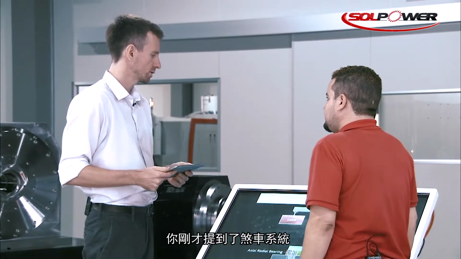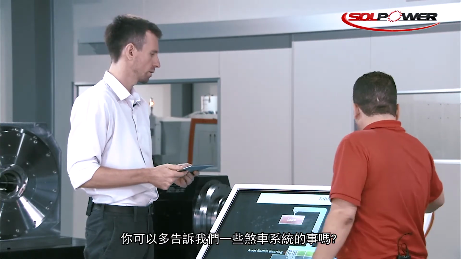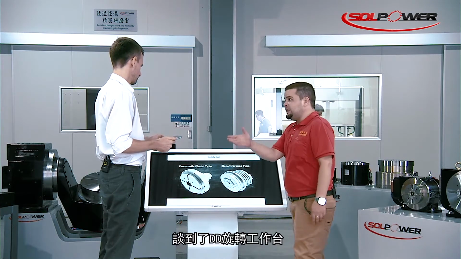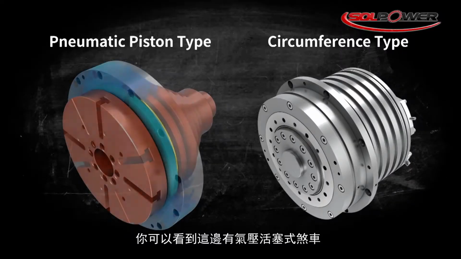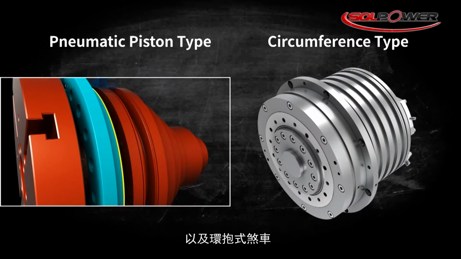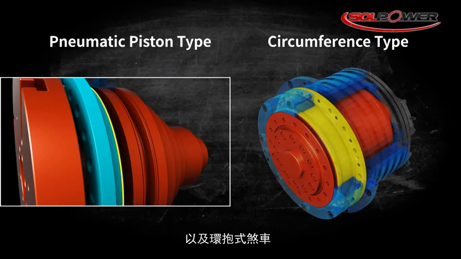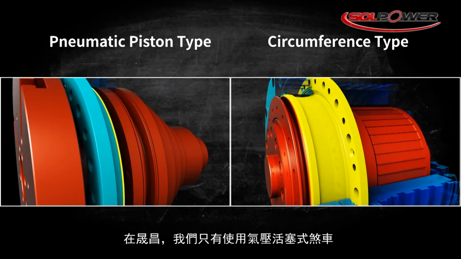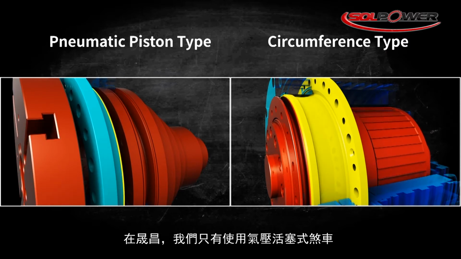Oh, you just mentioned clamping systems. Maybe you can tell us a bit more about the clamping system? There are two types. Speaking of the DD rotary table, there are two types. As you see here, the pneumatic piston type and the hydraulic circumference type. So why don't we talk about the pneumatic piston type first? Well, we at Solpower only use the pneumatic piston type.